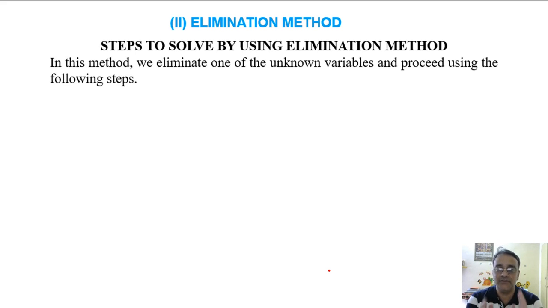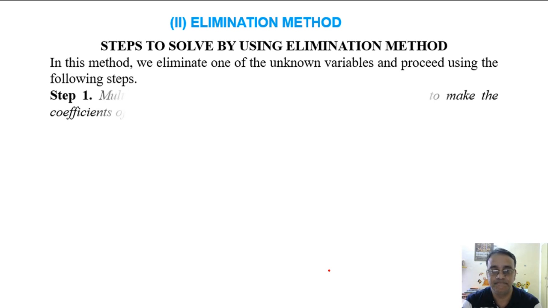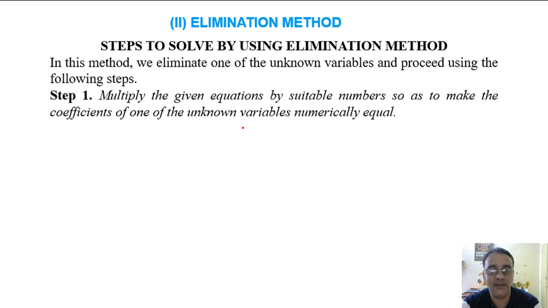So in this method, what we used to do, कोई एक वेरिएबल को हम लोग एलिमिनेट करते हैं. ओके, एक वेरिएबल को एलिमिनेट करते हैं उनका कोएफिशिएंट सेम करके. अगर सेम साइन है तो माइनस करेंगे. इफ डिफरेंट साइंस आर देयर, देन वी हैव टू ऐड टू एलिमिनेट दैट पर्टिकुलर वेरिएबल हुज कोएफिशिएंट इज सेम. So first, multiply the given equations by suitable numbers so as to make the coefficient of any one unknown variables numerically equal. Numerically means without consideration of sign.